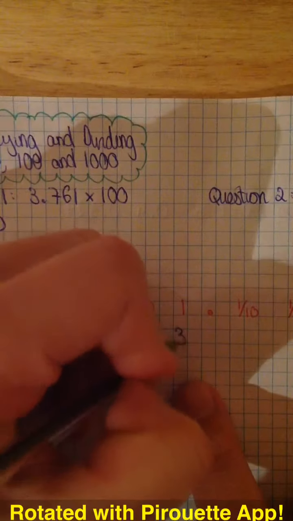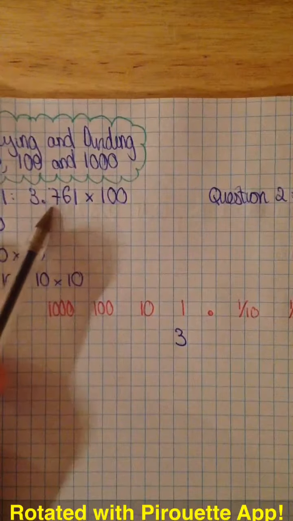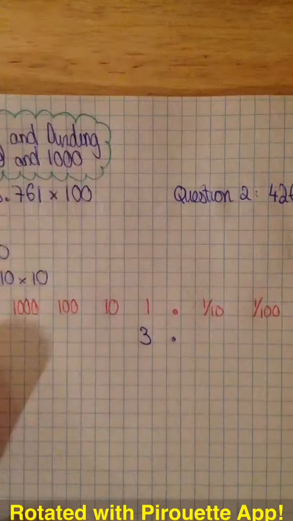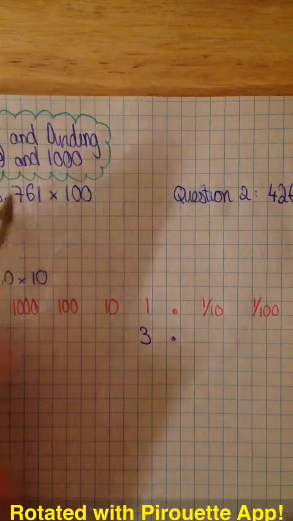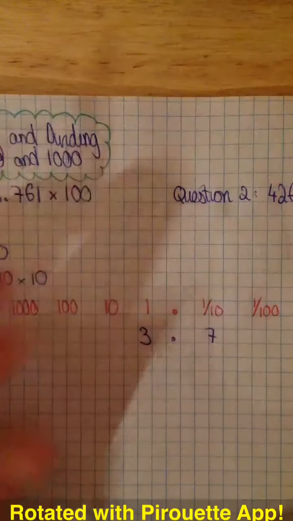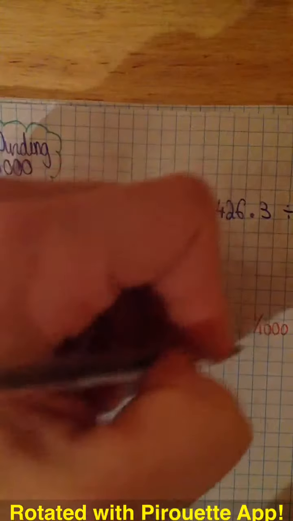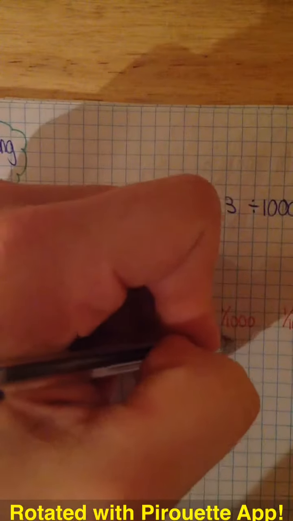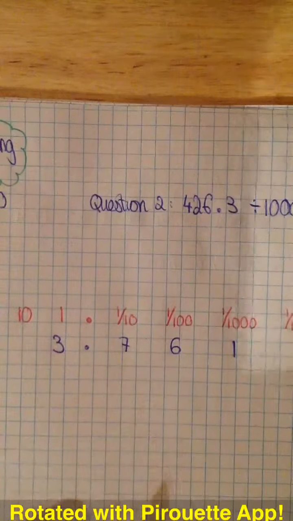We've got 3 ones. We've got a decimal place. We've got 7 tenths. We've got 6 hundredths, and we've got 1 thousandth. Now, we've written it into our grid.